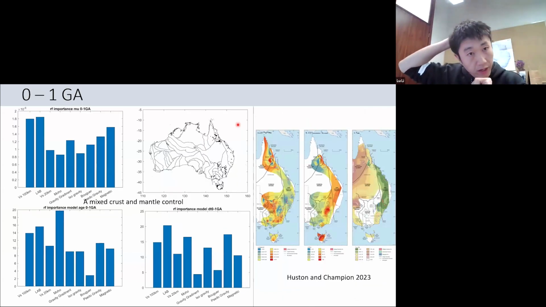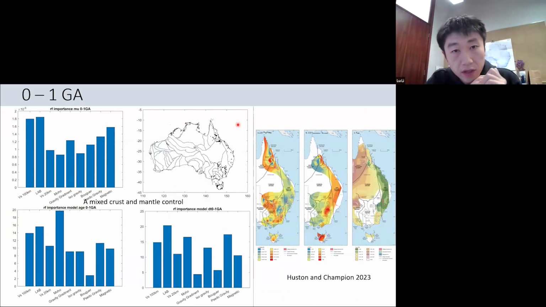So the first thing we're going to look at is the younger stuff in the East Coast. And again, we do see a strongly mantle-derived relationship in here, and also we see some information in the crust as well. We see the mantle is quite important when looking at the mu value in here.